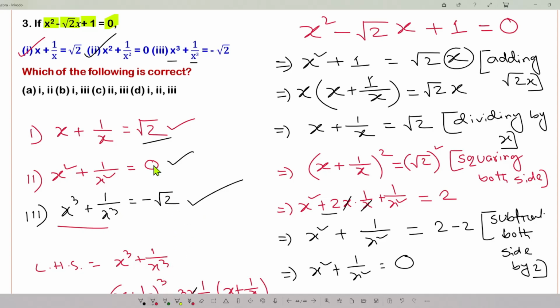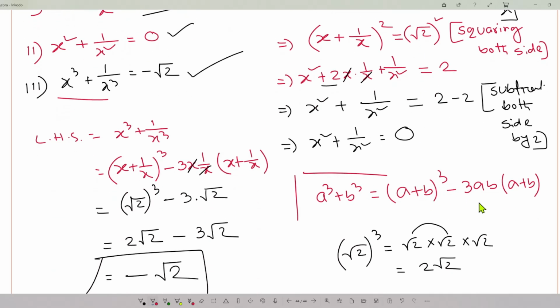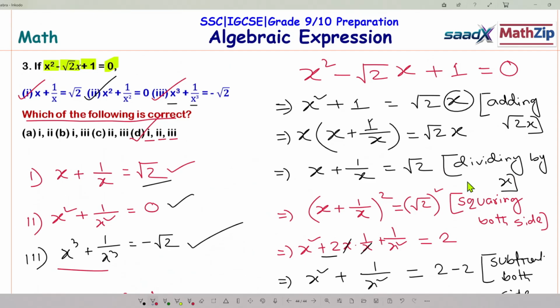It means numbers 1, 2 and 3 are all correct, which is option D. Option D is correct because it mentions that 1, 2, 3 are correct. So this is our question. It's a very important question for any kind of competitive examination like IGCSE, SET, grade 9 to 10 and also SSC. So don't neglect these kinds of math.